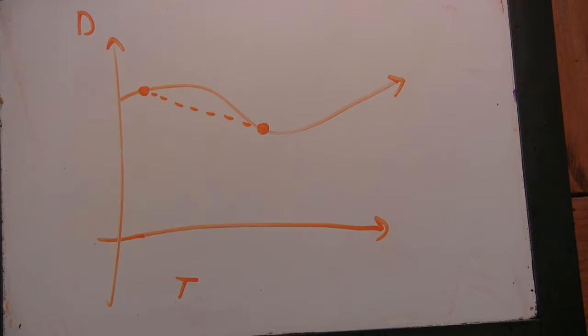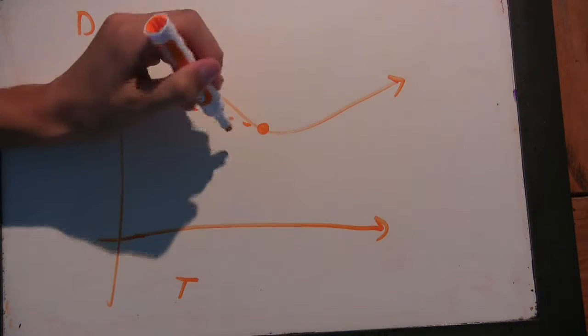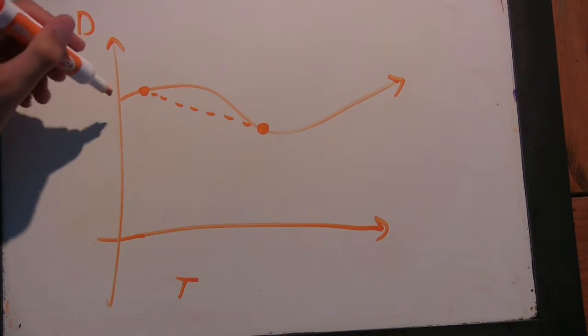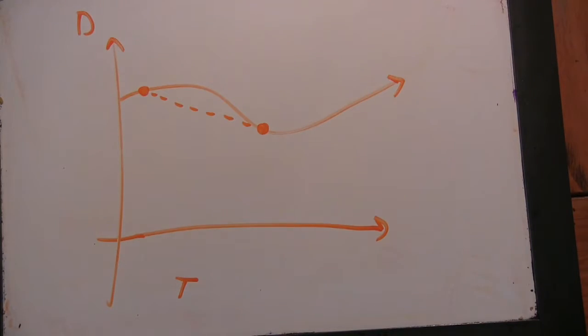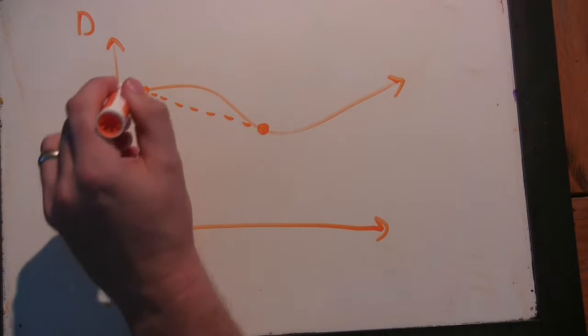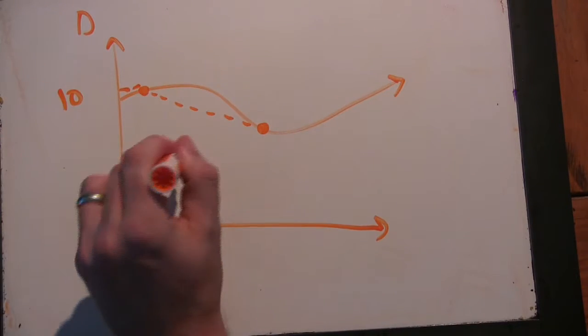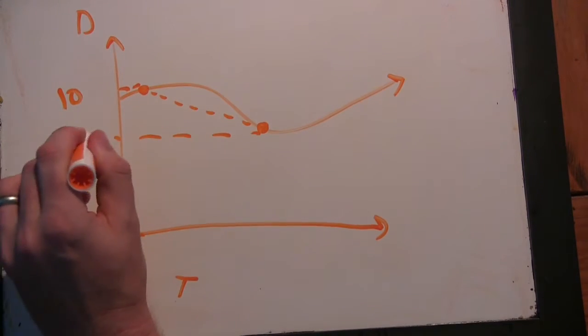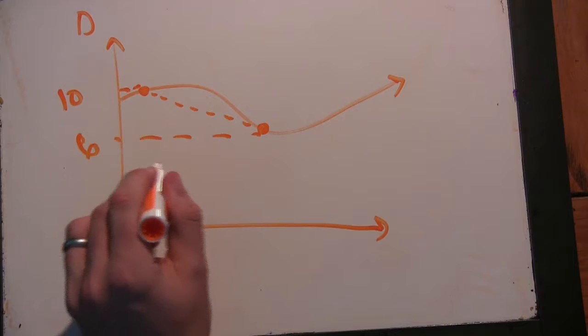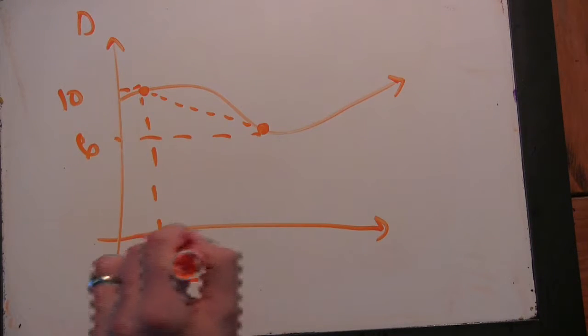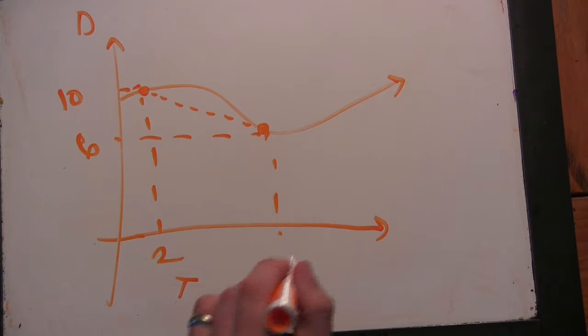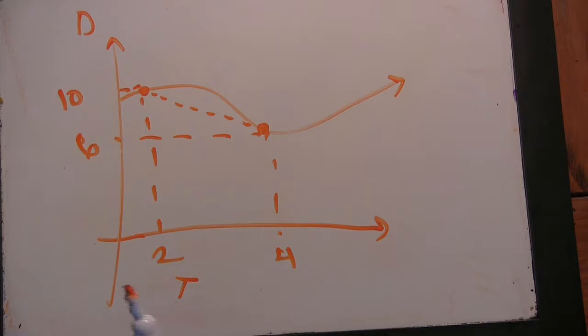If you take the average values of these two coordinates, then you get a speed, which is what this line is going to be. Well, let's be a little bit more precise. So this is a distance. Let's say this is 10, and let's just say for fun this is 6. Sure. And this is a time 2, and this is a time 4. Let's make it up. Okay. So how would you figure out what your average velocity was?